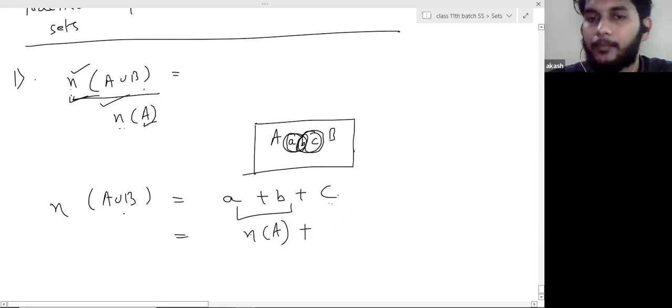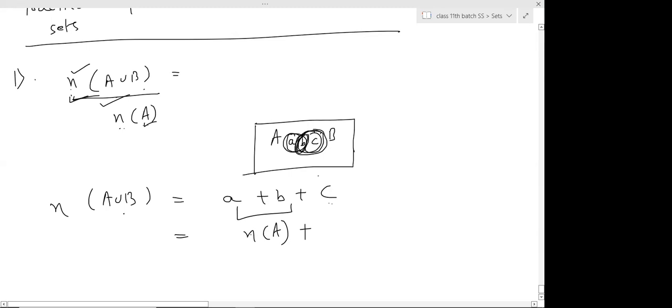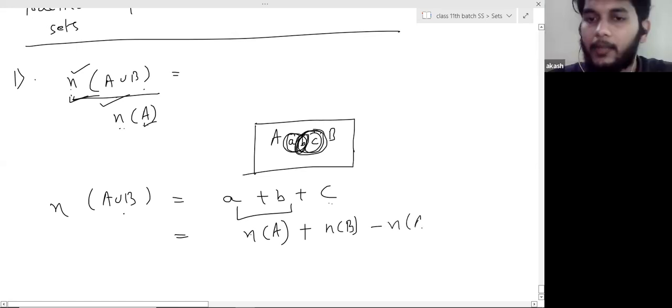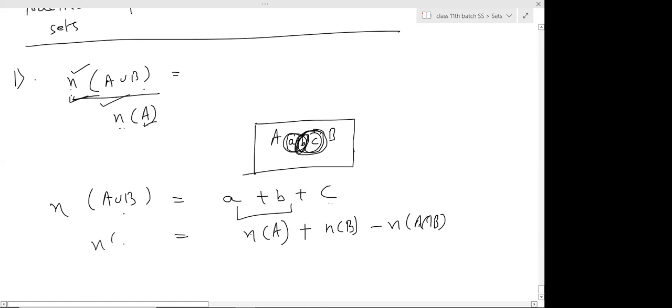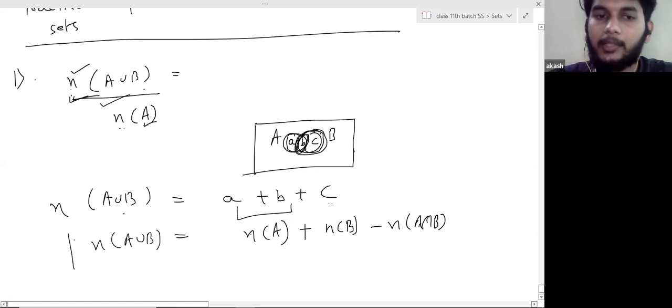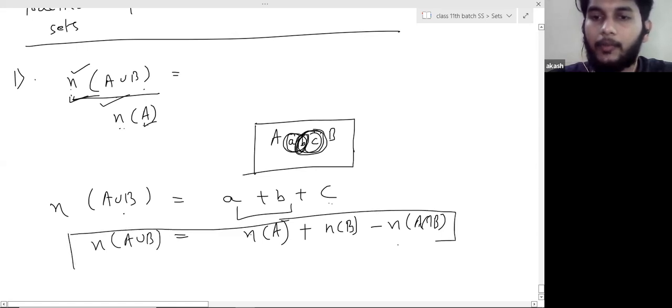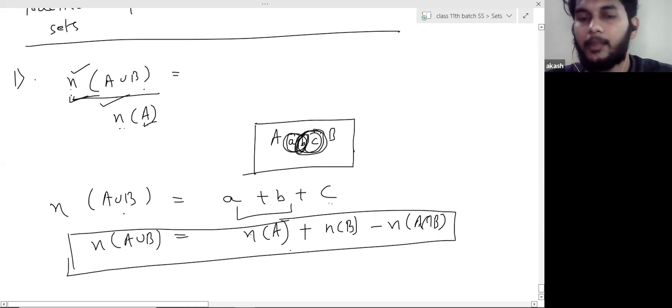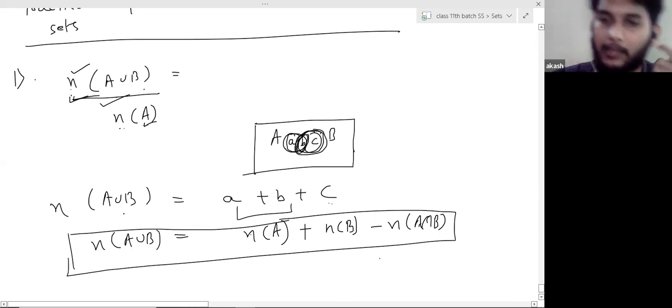Now C. I have to figure out what is C. What is C? Set B minus this small part, right? Yes, sir. So this will be n of B minus n of A intersection B. Is this clear? Yes, sir. So this will be the formula for n of A union B. Write it down. This is very important. Whenever you have to figure out what is n of A union B, that is n of A plus n of B minus n of A intersection B.